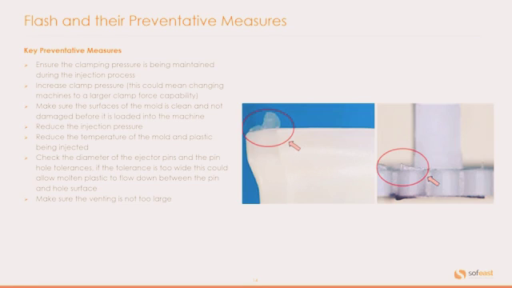Ensure the surface of the mold is clean and not damaged before it is loaded into the machine. Reduce the injection pressure. Reduce the temperature of the mold and the plastic being injected. Check the diameter of the ejector pins and the pin hole tolerances. If the tolerance is too wide, this could allow the molten plastic to flow down between the pin and the hole surface. Make sure the venting is not too large.